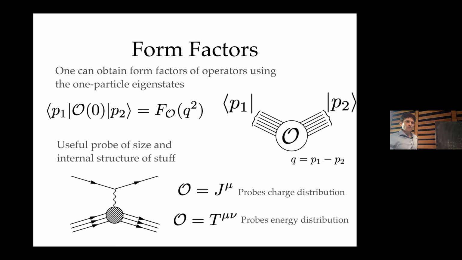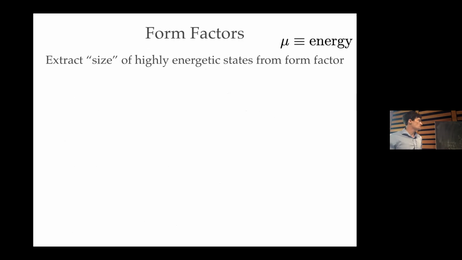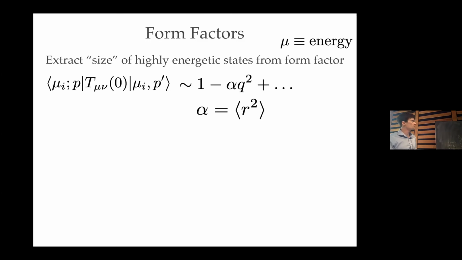All right, but this isn't limited to just particles. You can do it for any state. So we can use this to learn something about the energetic states of the theory. Here I'm going to use mu to indicate energy. So let's just take an excited state and look at its form factor for the stress tensor. And from that, we can read off the size of the object, right? By looking at the leading term in a small momentum transfer expansion, that tells us the size of the object.